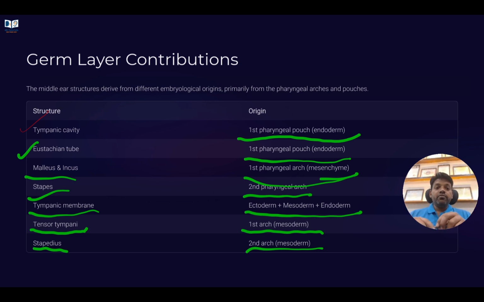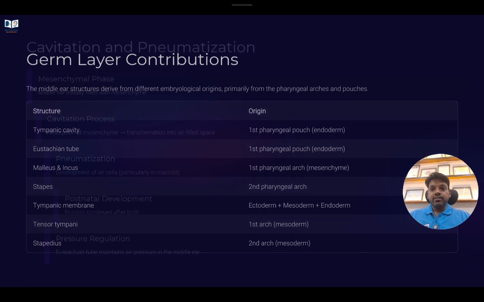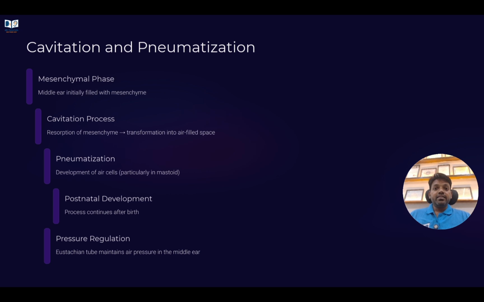Okay, now in your notes maybe a little more information will be there. This is just to get an idea. There can be more names and terminology in your notes. Please go through it. Okay, and the last important point we will cover is cavitation and pneumatization. So it is not like one structure is getting formed. There are also some other processes that are happening in the tympanic cavity.